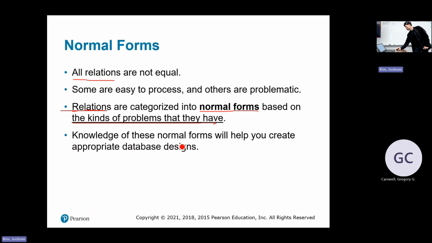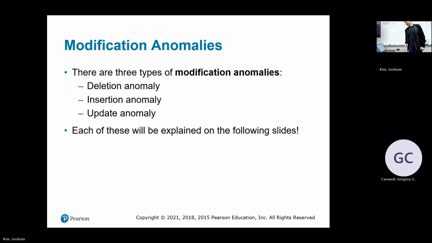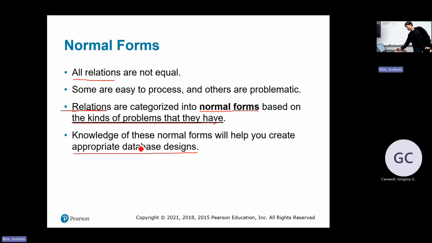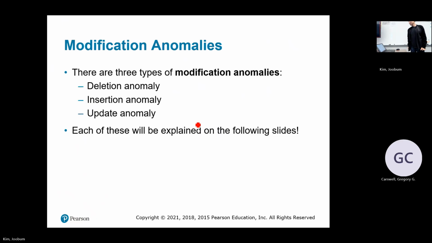Knowledge of these normal forms will help you create appropriate database design. Before that, what kind of problems can a relation have? It is called the modification anomaly. There are three anomalies: deletion, insertion, and update.